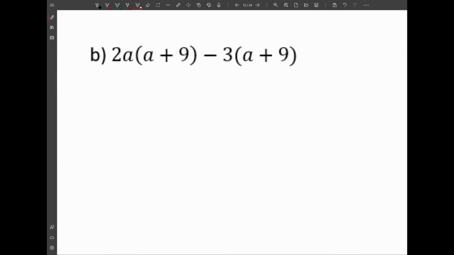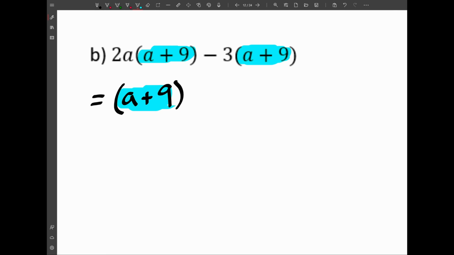All right, let's try this one. So you can look at what's common. Our blue is a plus 9. We have an a plus 9 in each of these. So I start and say, okay, I'll pull out an a plus 9. I'll factor out an a plus 9. Then I say, what's left? I have a 2a and a minus 3. So what's left is 2a minus 3. This is just the reverse of that distributive law that we learned back when we were doing polynomial expansion. It's just going backwards. We're pulling out the a plus 9 instead of distributing it in.